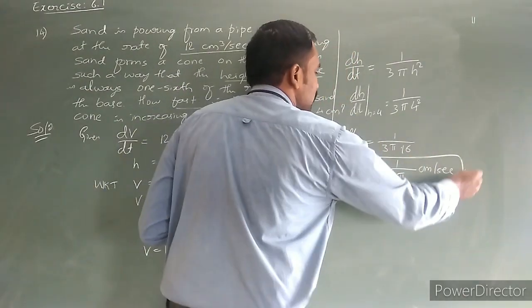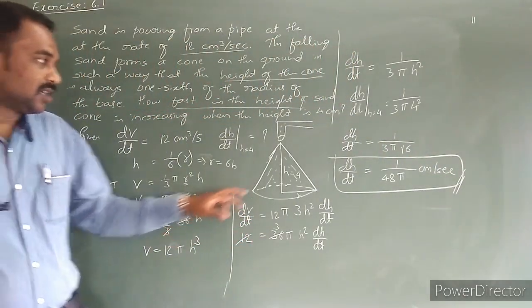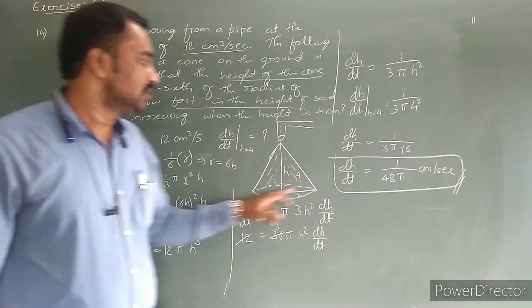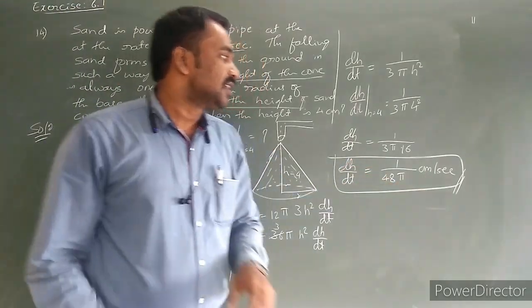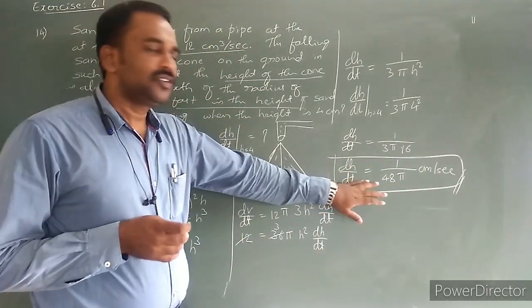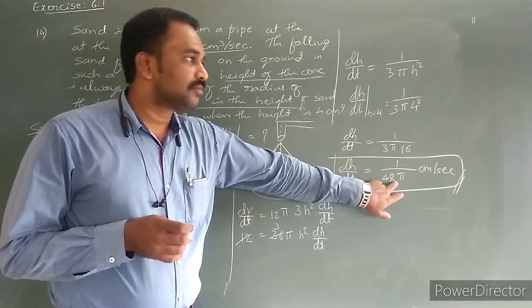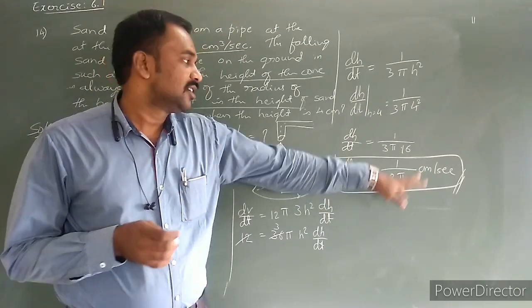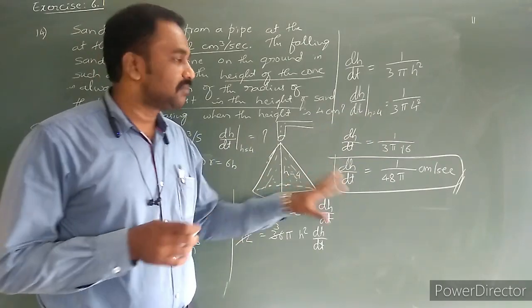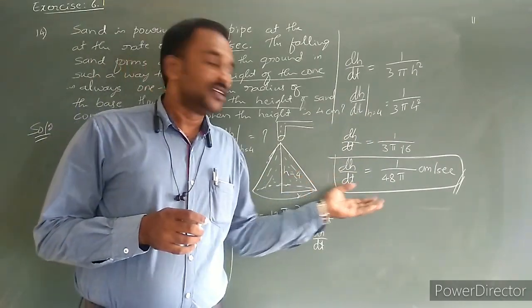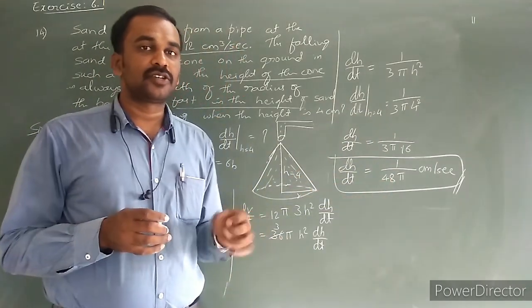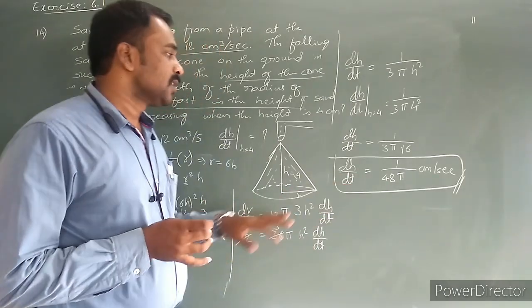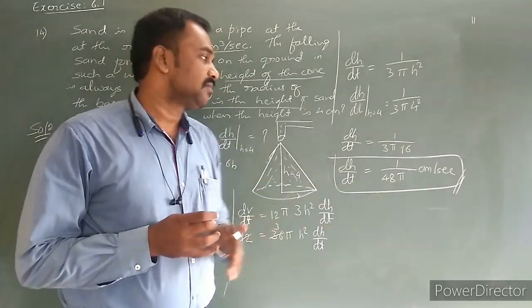And the solution. So the rate of change of height of the sand cone is 1 by 48 pi centimeter per second. No need to simplify this value. If you replace pi with 22 by 7 and simplify, the decimal value will be 0.03 something. That's not necessary, we can keep it as it is.